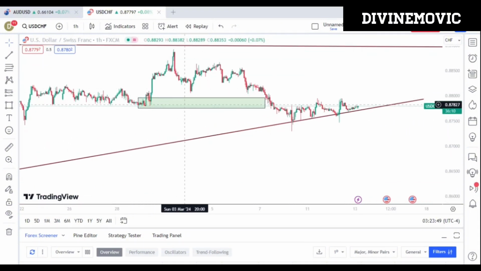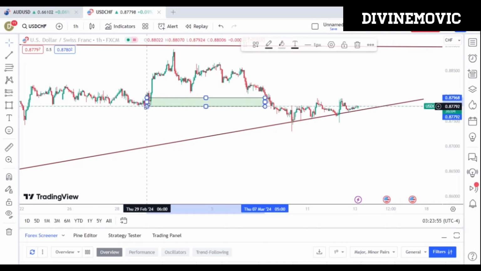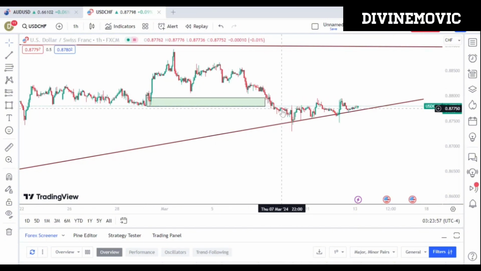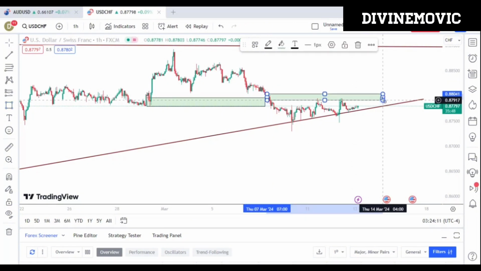Now, identifying this demand zone here that failed, you can clearly see that this point is our demand zone, and when price got to this point here, price failed. So this demand zone now is no longer a demand zone, but rather a supply zone. So you're looking for price to come back to this zone here, and we will likely sell from this zone.